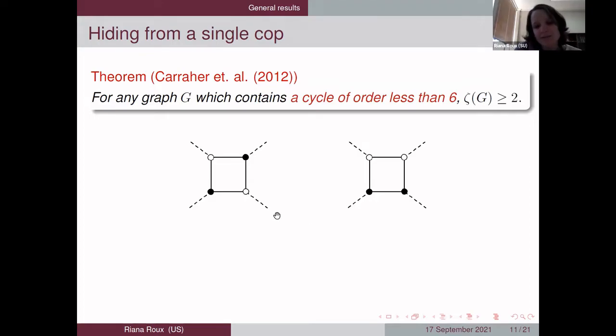And if that happens, so if the robber is safe at these black vertices, then in the next step, the robber can be anywhere in that cycle again, which just brings us back to square one. So if there's a small cycle, the robber should just stay in that small cycle and run away from the cop continuously.